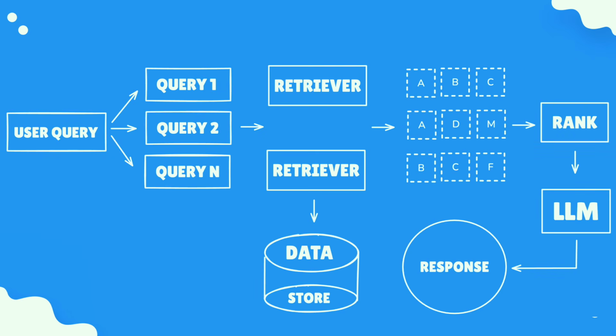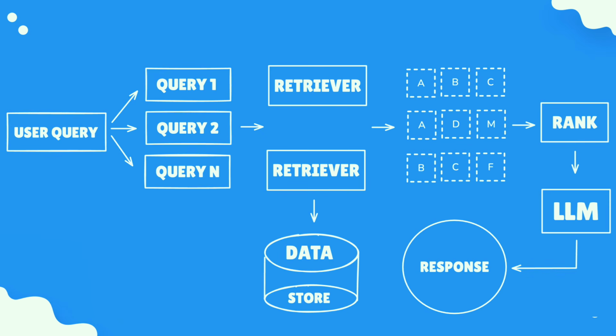RAG Fusion combines multiple retrieval methods to improve the quality and diversity of retrieved information. It uses different retrieval algorithms in parallel. It can combine dense retrieval, sparse retrieval, and hybrid approaches. It is good for using different embedding models for various types of content and aggregating and ranking results from multiple retrieval methods.